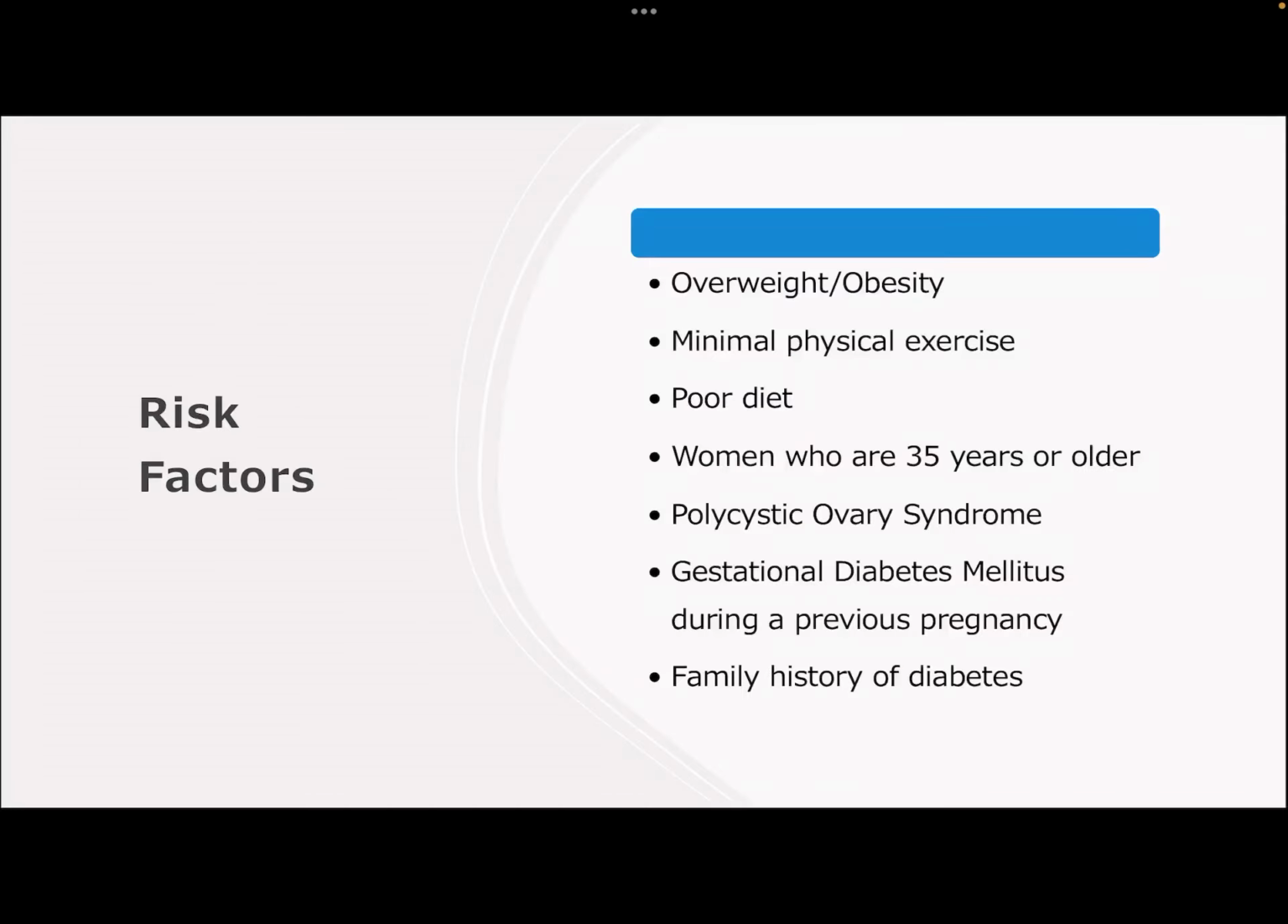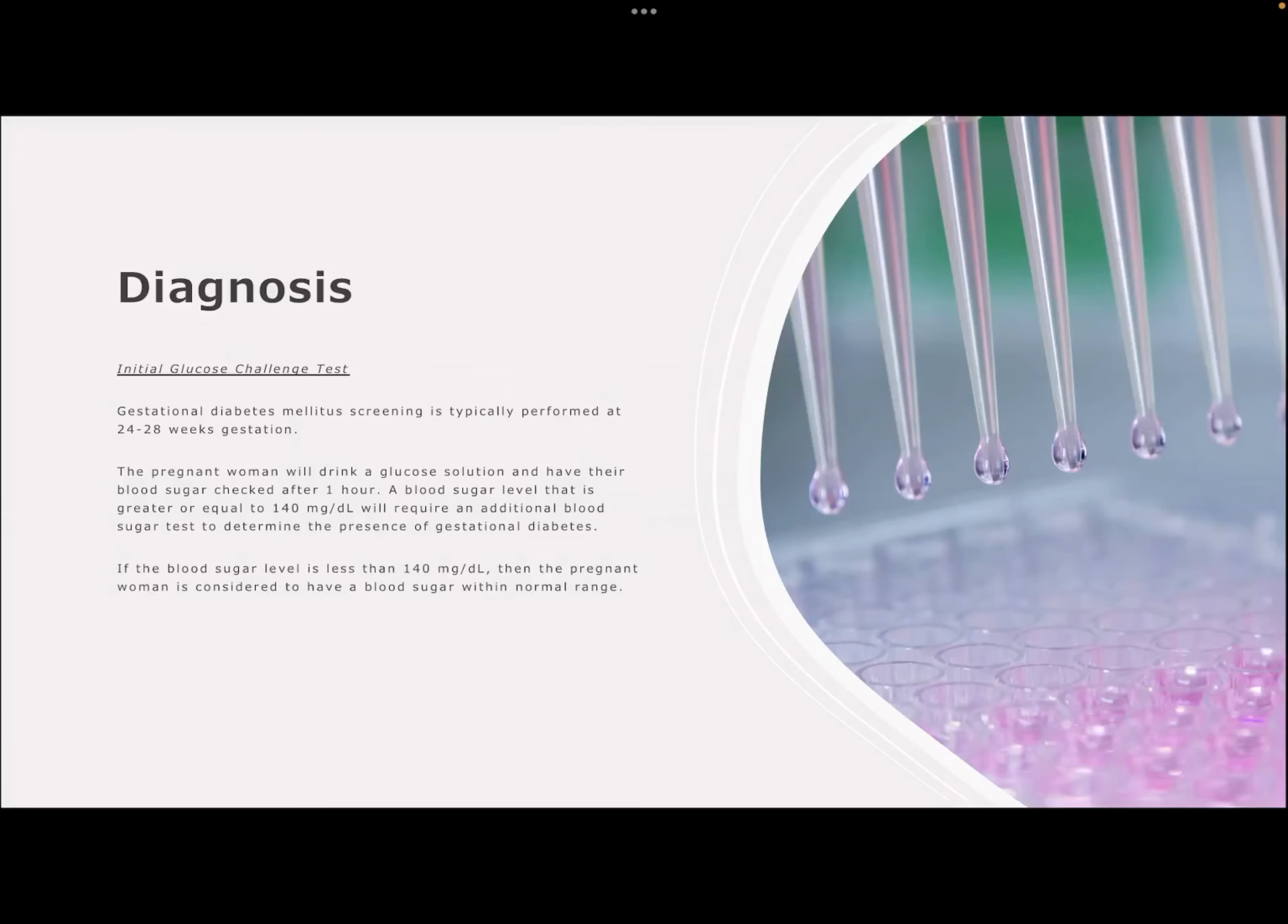Some risk factors include overweight/obesity, minimal physical exercise, poor diet, women who are 35 years or older, and polycystic ovary syndrome, since the insulin resistance in pregnancy only heightens the glucose intolerance in the body. In addition to PCOS, gestational diabetes mellitus during a previous pregnancy and family history of diabetes also are risk factors.